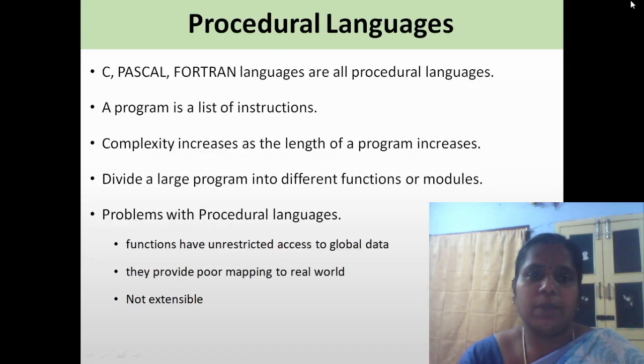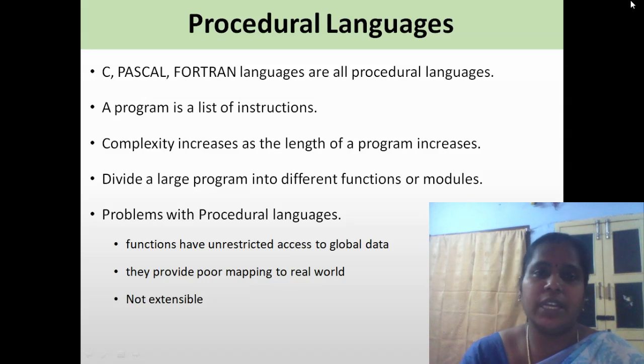So what is programming languages? What is a program first? It is nothing but a list of instructions. So obviously the complexity increases when the number of instructions is getting increased. So it is always a good programming practice to make the program size lesser. That can be achieved by dividing a program into different functions or modules.